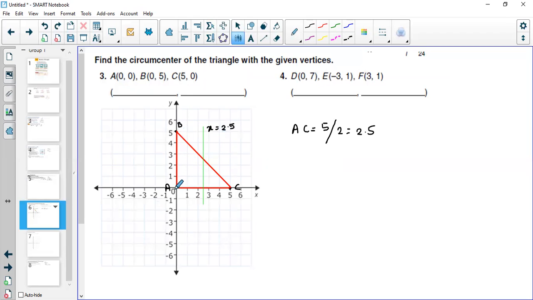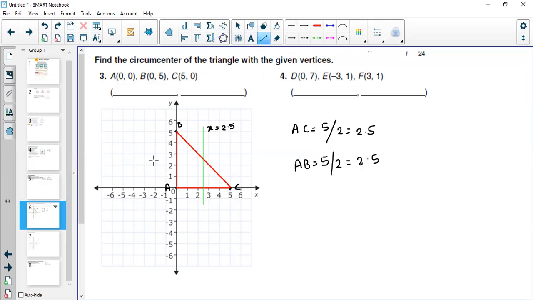Right, now the bisector of A to C is already done. Now do the bisector for AB. To do the bisector for AB, we definitely need to find the midpoint of AB. So what is the distance of A to B? A to B, the distance is again 5. So the bisector is going to be at 2.5, which means the half of 5, right? So let's draw again here. So this is 2, 3. So this equation is going to be y equals 2.5.